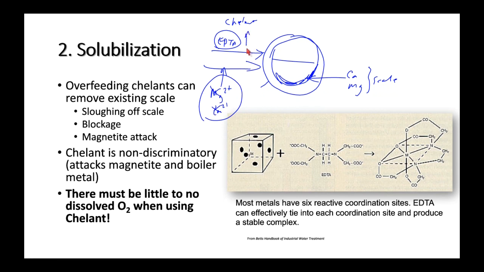But if I overfeed chelant, then it's going to go into my boiler and it's going to look for other metal ions. Oh, it found some calcium and magnesium on the scale. So it's going to suck the calcium and magnesium from the scale, which is going to cause the scale to loosen up and to soften and to fall off. So the neat thing about adding chelant, it can remove existing scale, but only if we overfeed it.